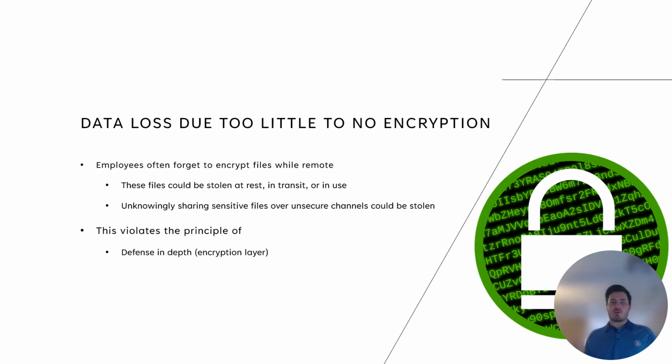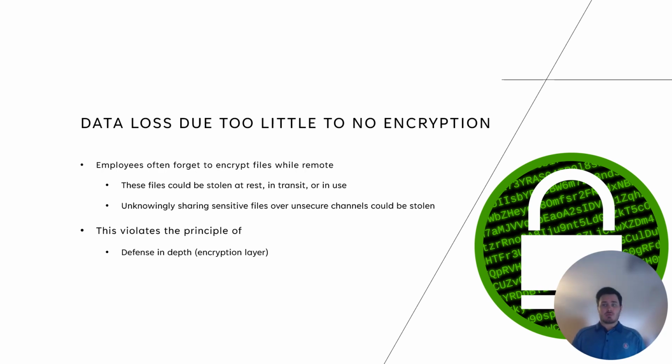So I'm going to start with that first design failure, which is data loss due to little to no encryption. A lot of our employees at home are spreading files and sharing them in an unsecure way. We have to start teaching them more about encryption, because those files can easily be stolen while they're using them, while they're not using them, and also while they're sending them; they can be grabbed in transit.